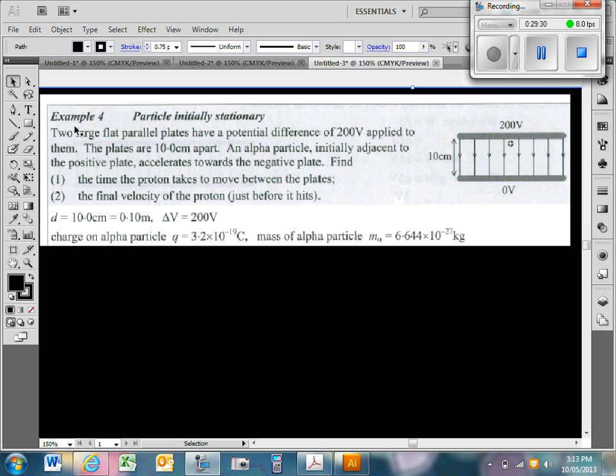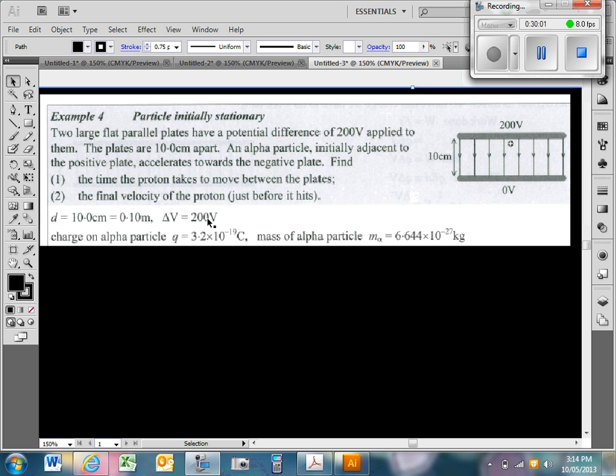Have a look at this situation. Two large flat parallel plates have a potential difference of 200 volts applied to them. The plates are 10 centimeters apart. An alpha particle initially adjacent to the positive plate accelerates towards the negative plate. Find the time the alpha particle takes to move between the plates, and the final velocity of the alpha particle just before it hits the negative plate.